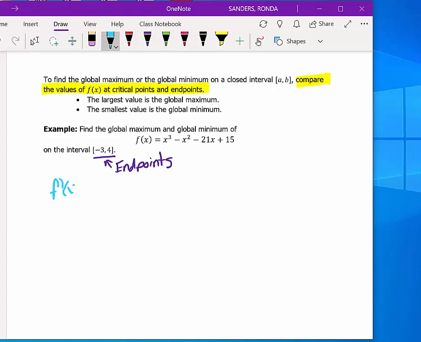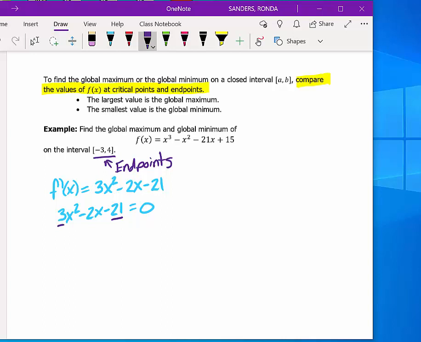So we take our derivative, f prime of x. In this case, we get 3x squared minus 2x minus 21. And we want to know where 3x squared minus 2x minus 21 is equal to 0. This is a quadratic whose leading coefficient is not 1. If we want to factor, we can use the AC method.